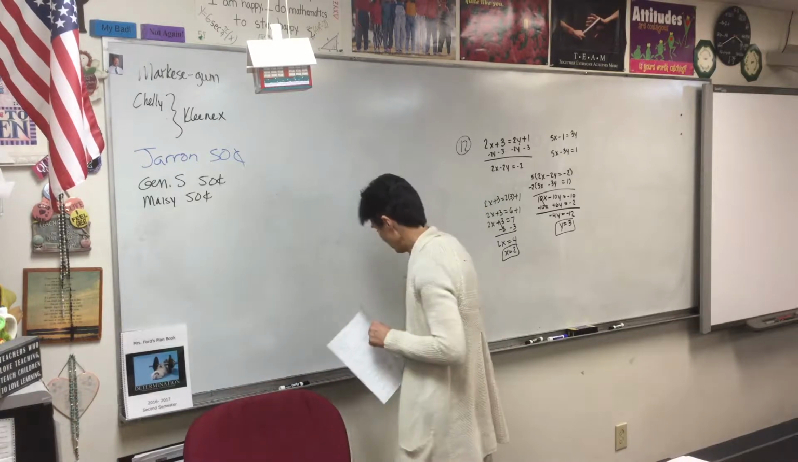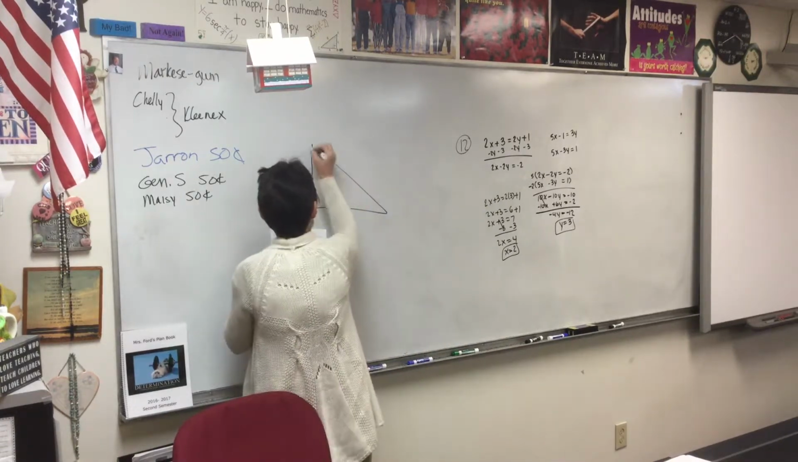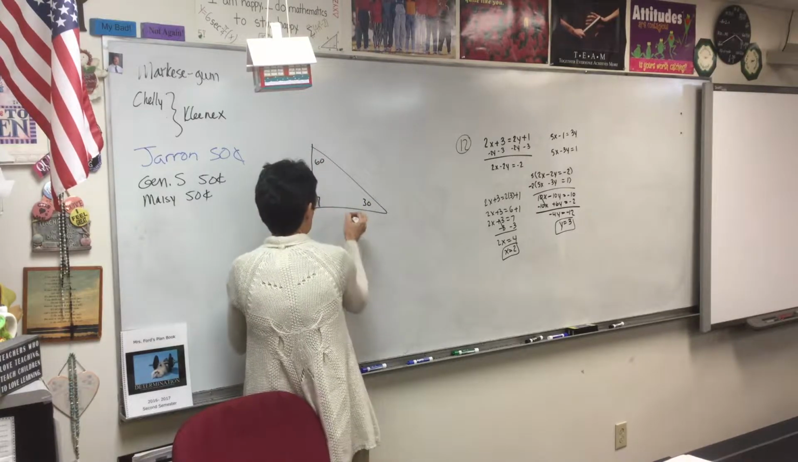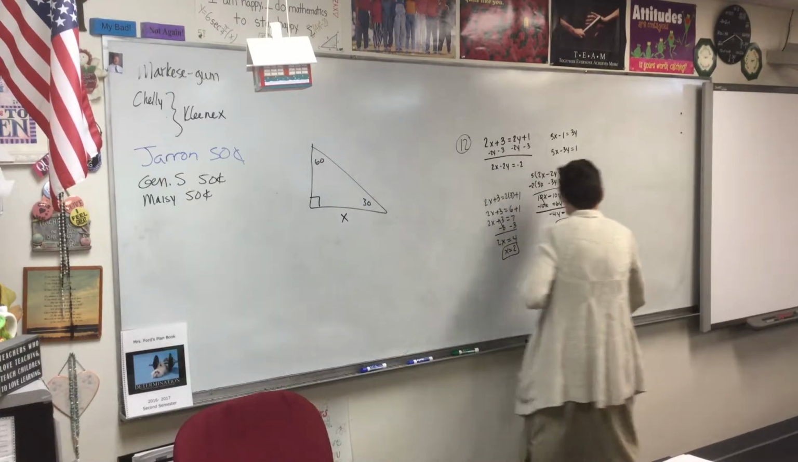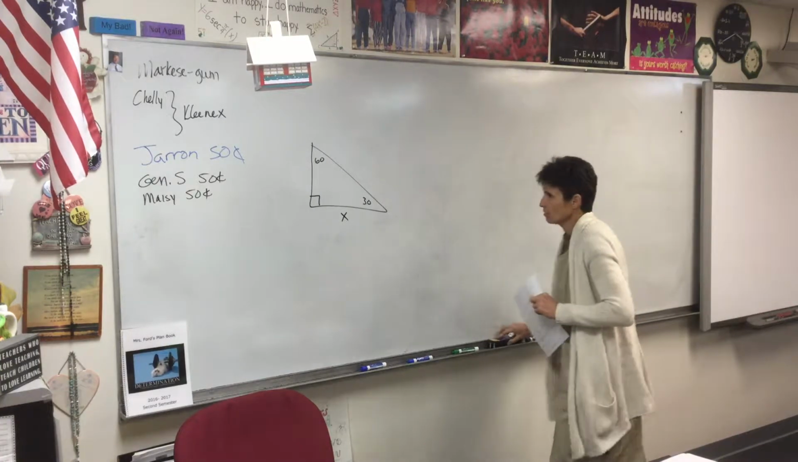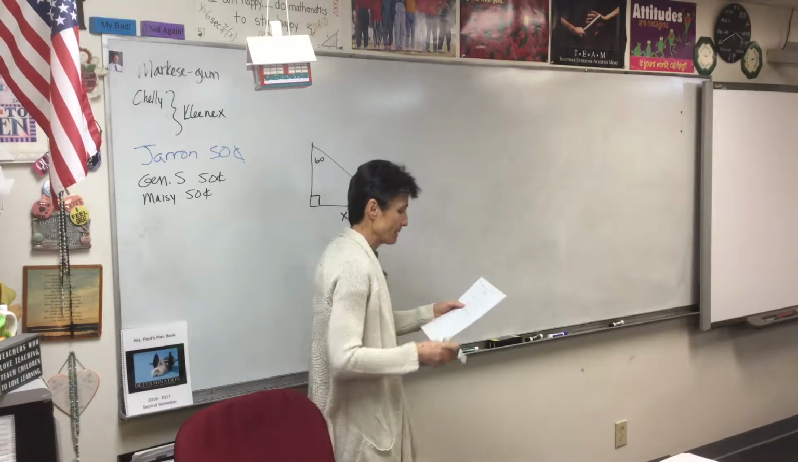Now, number 2, you've got a little right triangle. It's special. It's a 30, 60, 90. And your job is to tell me how long that one side is. Just that one side there where the X is. That's a root 3 because root 3 is across from the 60. So that one is a root 3.